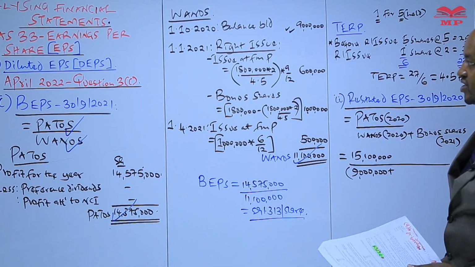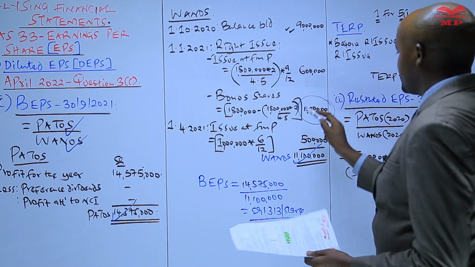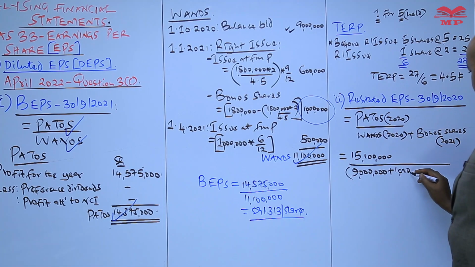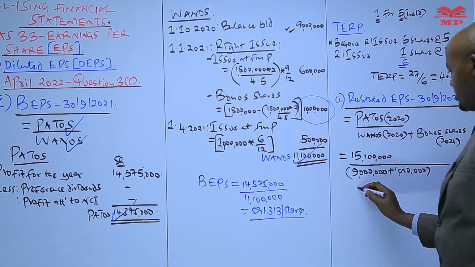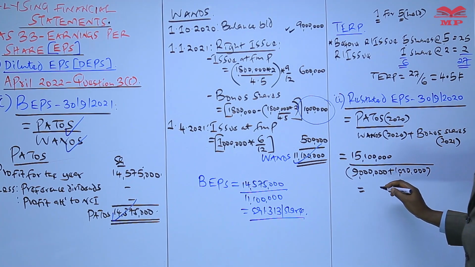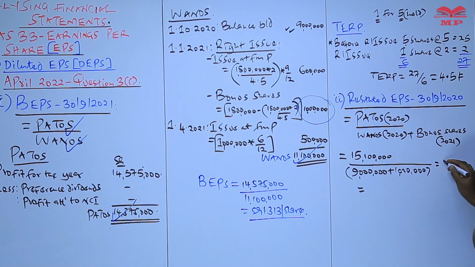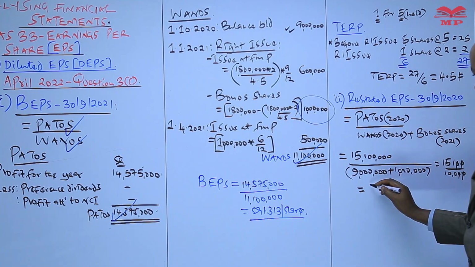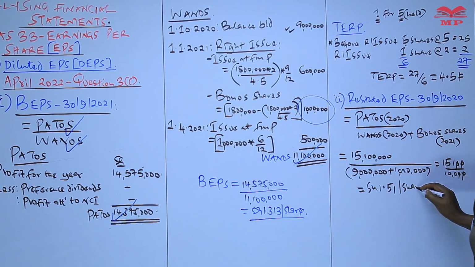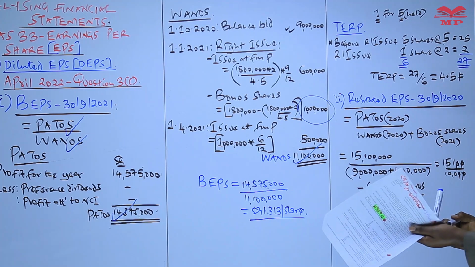So during the current year, do we have bonus shares? Yes, we have this 1 million bonus shares. So therefore that will be 15.1, or basically 15,100,000, divided by 10 million. So this will be 15,100 divided by 10 million. That will give us shillings 1.51 per share. So this is the restated earnings per share for the year 2020.